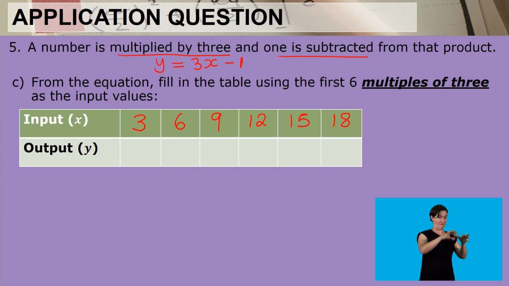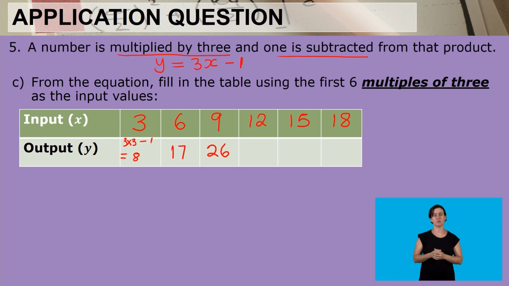And when we use those input values, remember, we are multiplying each input value by 3 and subtracting 1. So 3 multiplied by 3, that is going to be a 9. When we subtract 1, our answer is going to be an 8. What about 6 multiplied by 3? That is 18, and when we subtract 1 from that answer, that is going to be a 17. 9 multiplied by 3, that is a 27, and when we subtract 1, our answer is going to be a 26. What about 12 multiplied by 3?